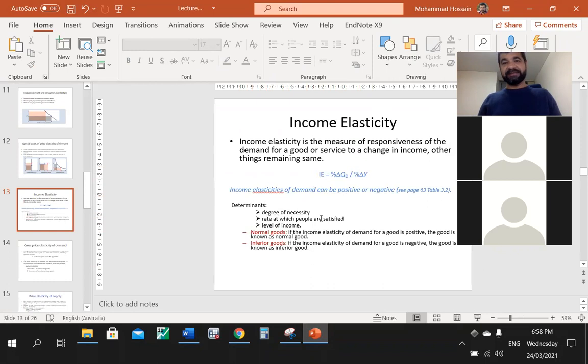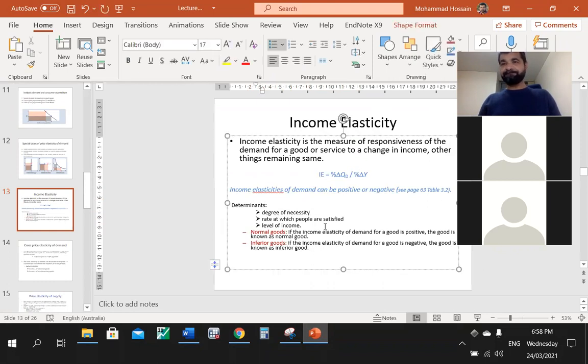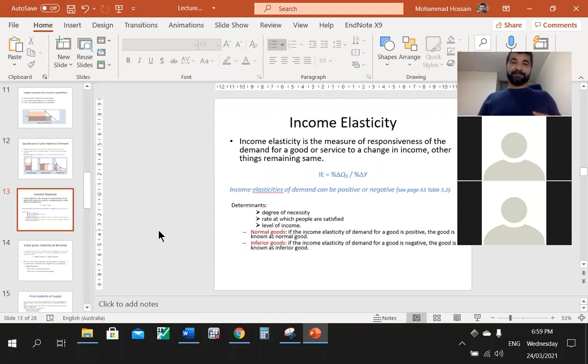Determinants, degree of necessity, that's one thing. Luxury goods or things. Normal goods and inferior goods, we already told you. When the income changes, there are 2 types of item. Normal goods you will buy more. Inferior goods you will buy less. If your income increases, for normal goods you will buy more. So inferior goods you will buy less.